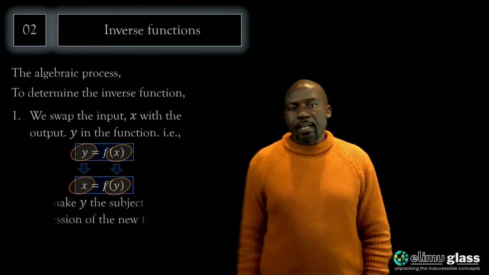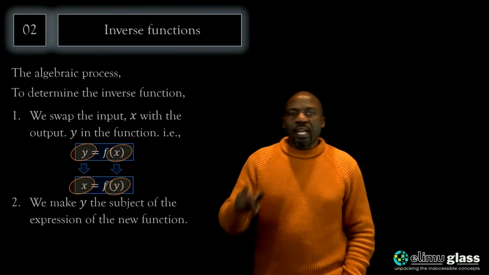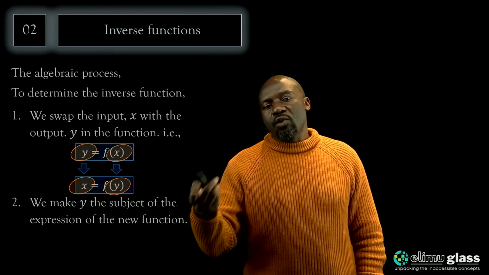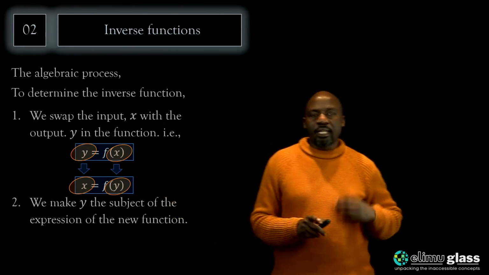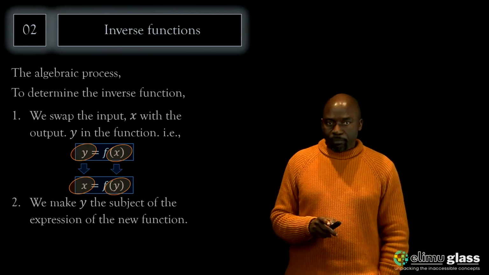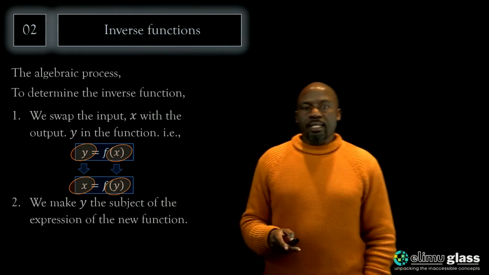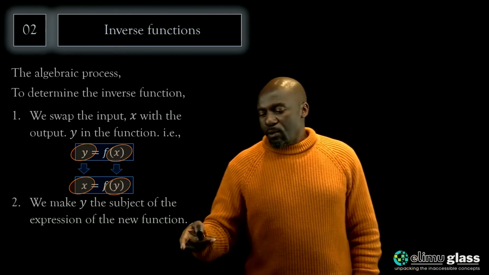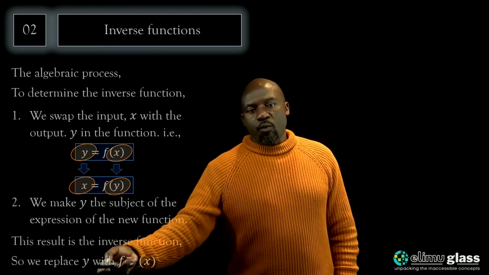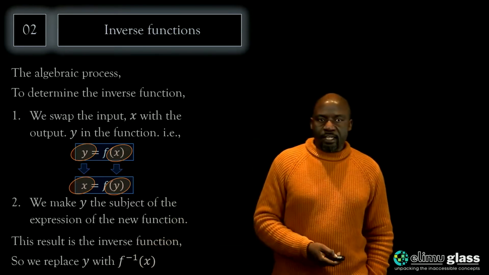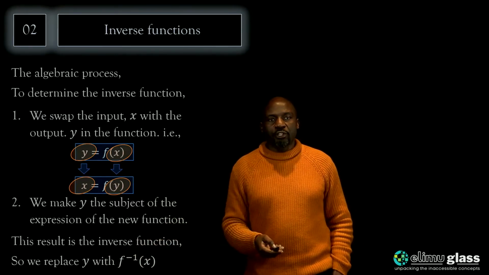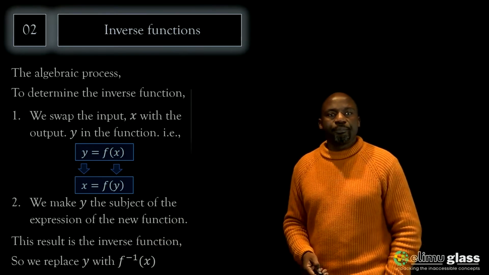The second step is to make y the subject of the formula. Once we've swapped x and y, we now rearrange the formula using our understanding of the subject of formulae, and we make y the subject of the formula. Then once we've done that, we replace that y with f inverse of x. That will become our inverse function. Here is an example of what I'm talking about.